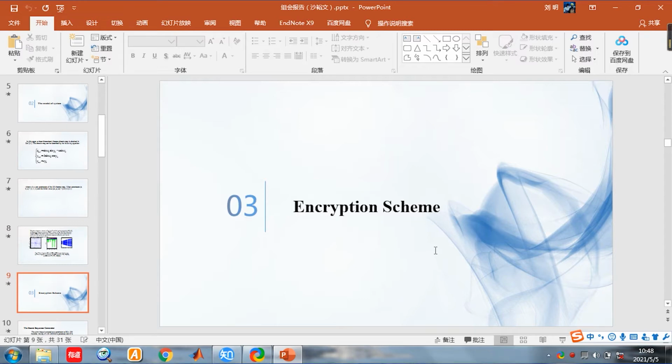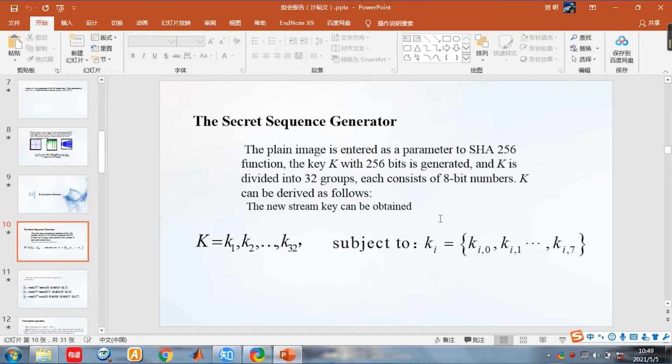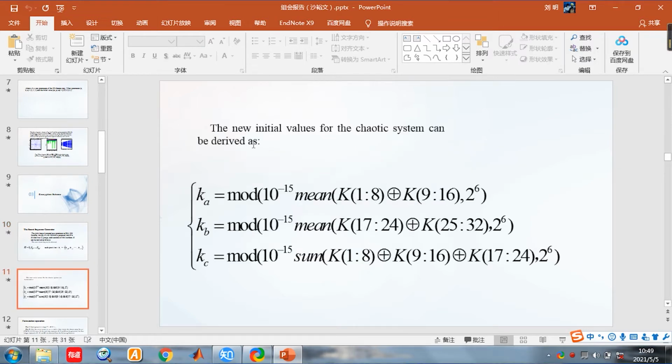Encryption scheme. The secret sequence generator. The plain image is introduced as a parameter to the SHA function. The key K with 256 bits is generated, and K is divided into 32 groups, each consisting of 8-bit numbers. K can be divided as follows: Ki. The new stream K can be obtained. The new initial values for the chaotic system can be defined as Ka, Kb, Kc.